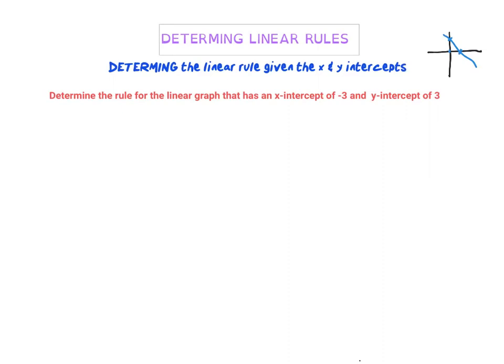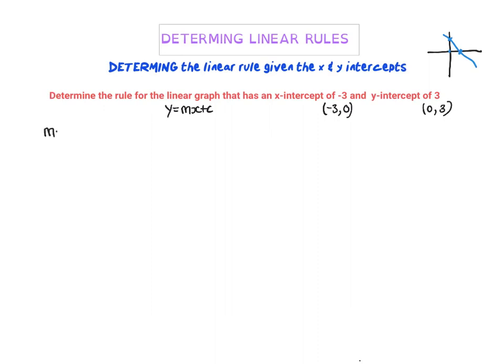So looking at that, when it says determine the rule for the linear graph that has an x-intercept of -3 and a y-intercept of 3. So we know that because it's linear, it's going to have the y equals mx plus c pattern. And if they're telling us the x-intercept, they're actually giving us a coordinate because we know at the x-intercept y equals 0 and we know at the y-intercept x equals 0. So now that we have 2 points, we can find the rule like what we did yesterday.